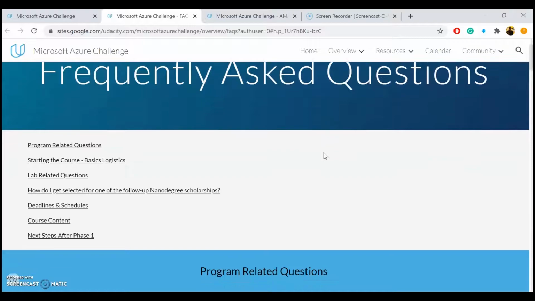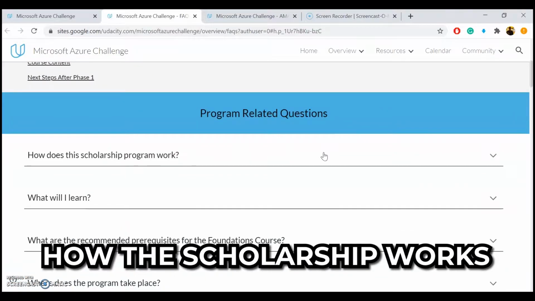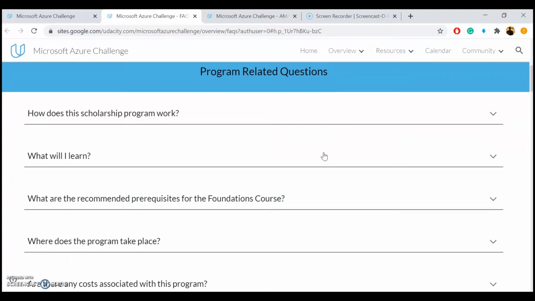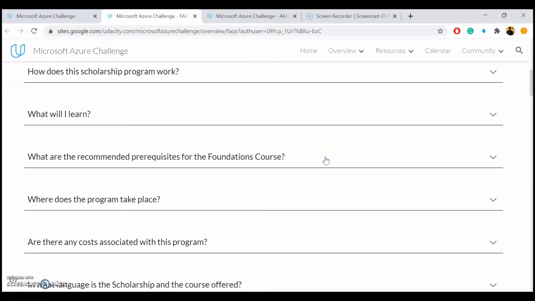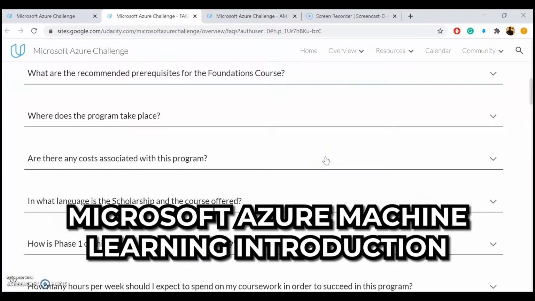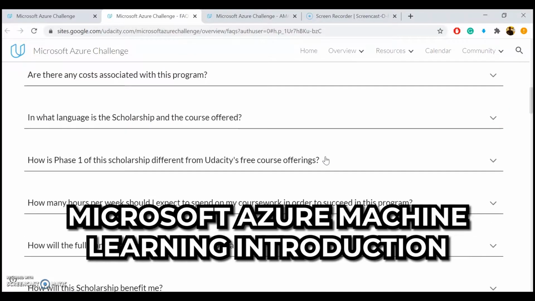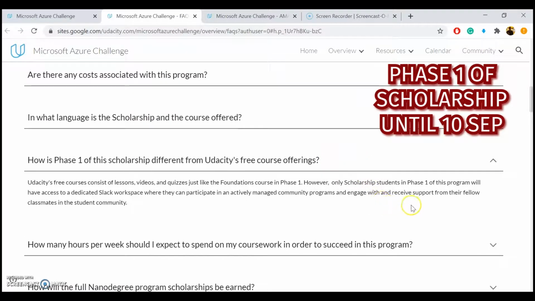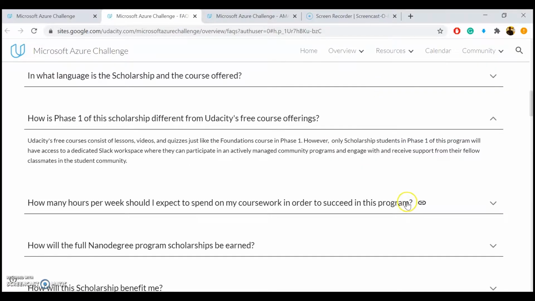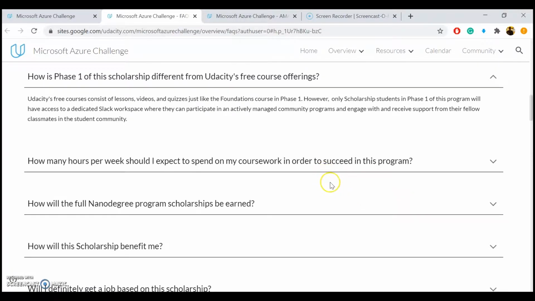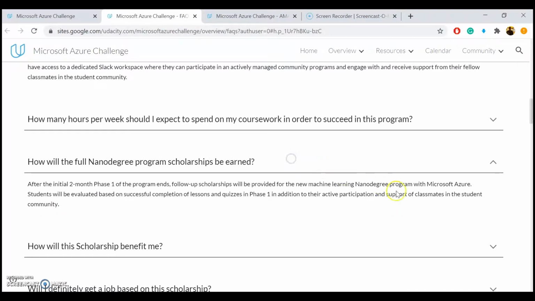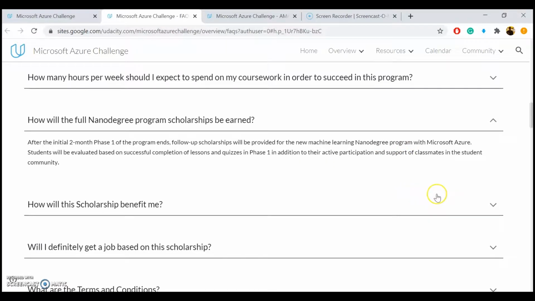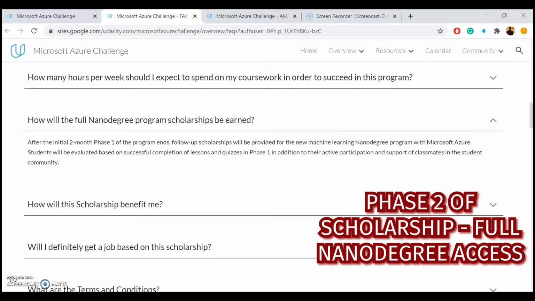So first things first, I'd like to explain how the scholarship works. Participants are granted access to Phase 1 of Udacity's exclusive Microsoft Azure Machine Learning Introduction course for a couple of weeks until the 10th of September, after which access to the introductory course will be closed off and only 300 participants will be selected for Phase 2, which is essentially access to the full Nanodegree syllabus.